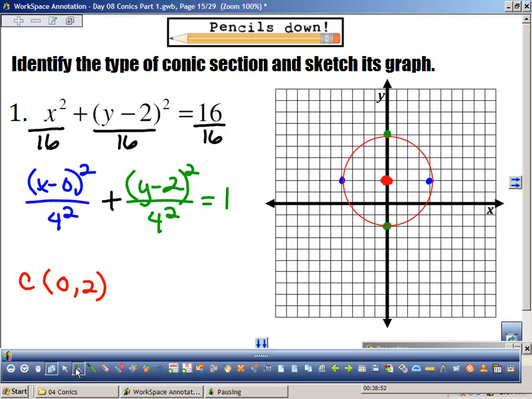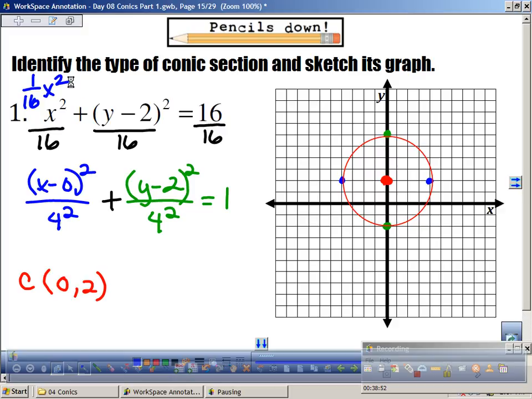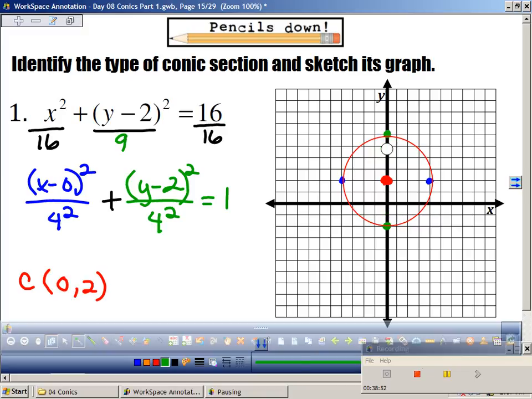I'm calling it a coefficient because technically, isn't this really 1/16 of x squared? It's a coefficient. So that number underneath there is a coefficient, just in a fraction form. So if I were to change this and make the y a 9 underneath there, it would change, because now it would come down to 3 and 3. Then it would look like an ellipse. But since they're the same, you're going the same distance out and out.